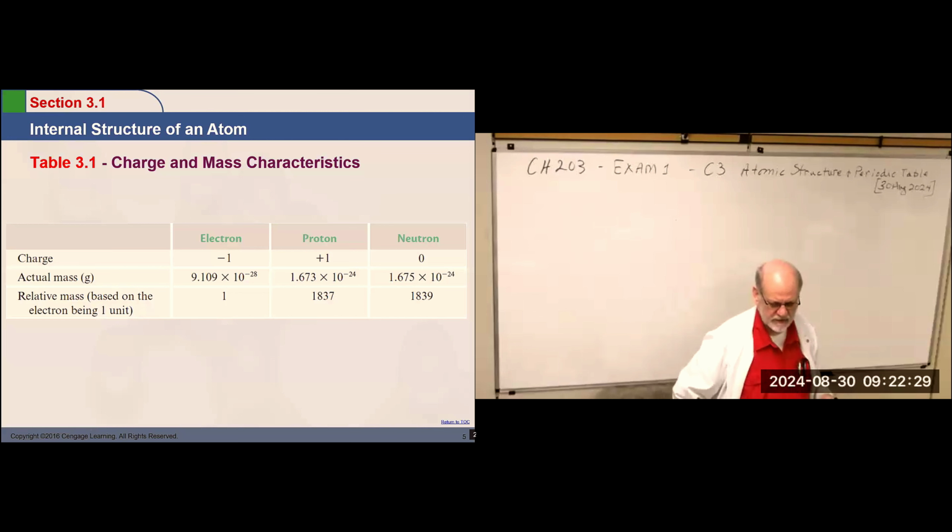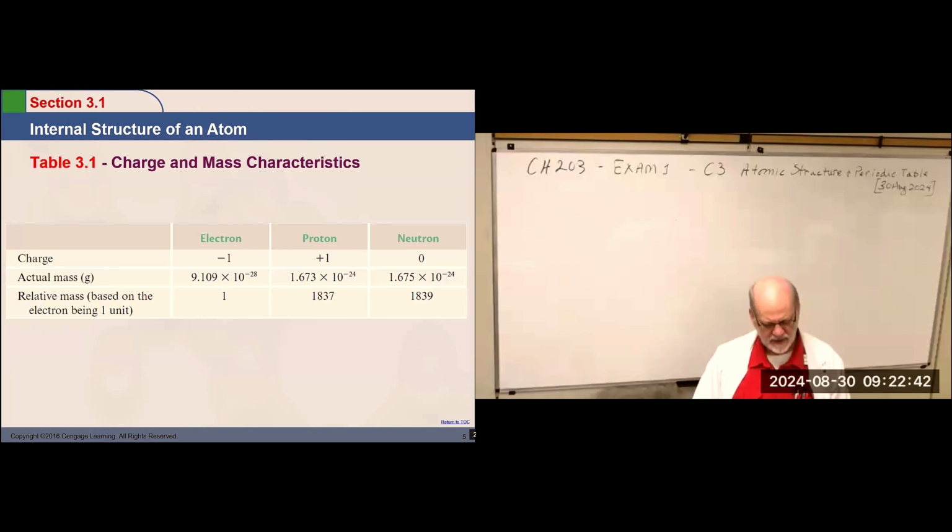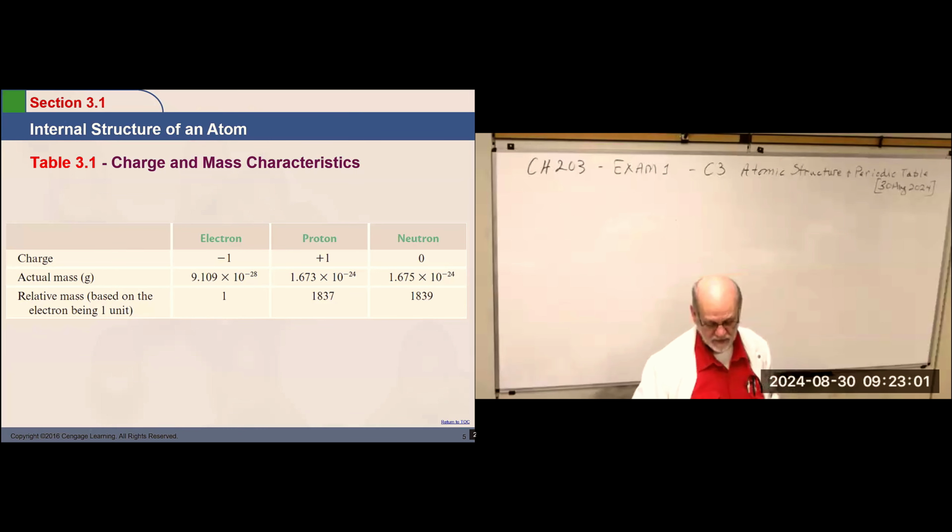So here we have a comparison of charges and masses. Notice that the electron is about 9.1 times 10 to the minus 28, almost 10 to the minus 27, isn't it? Pretty close. So we're about 3.5 orders of magnitude difference between the proton and the electron. I think the number is 1,837 times heavier. The neutron is just a little bit heavier than the proton.